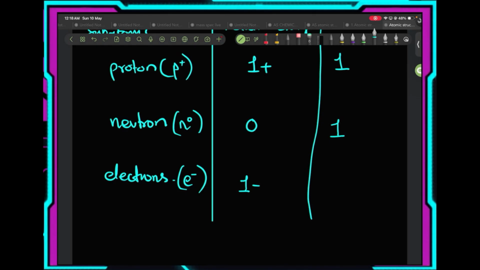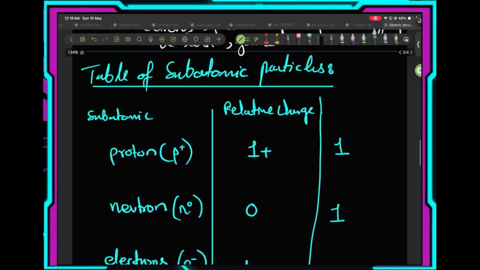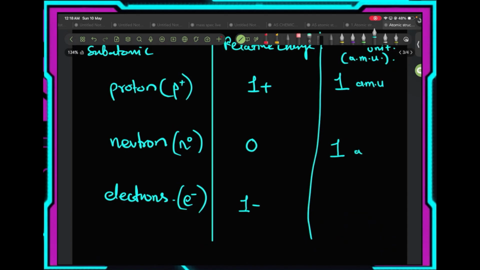Okay, now we can't use kgs, grams, even micrograms is a very large unit to be used at atomic scale, right? So we needed a new unit for the atomic scale, and we introduced a new unit that is known as atomic mass unit, or you could just write AMU. Now this is a very small scale unit for the atomic level. So the proton has a mass of 1 AMU, which means 1 atomic mass unit. A neutron also has a mass of 1 AMU.